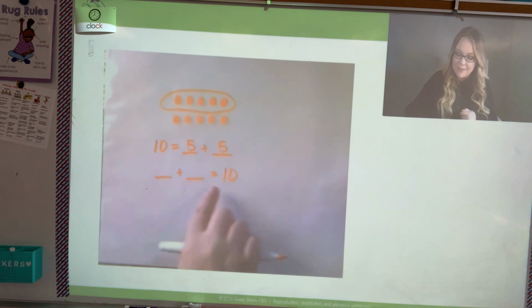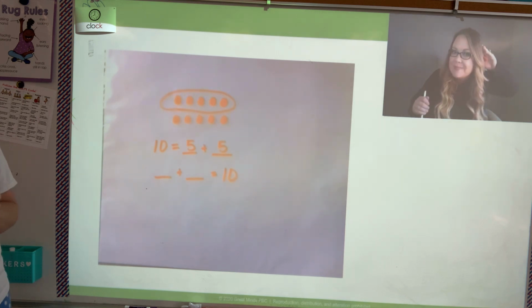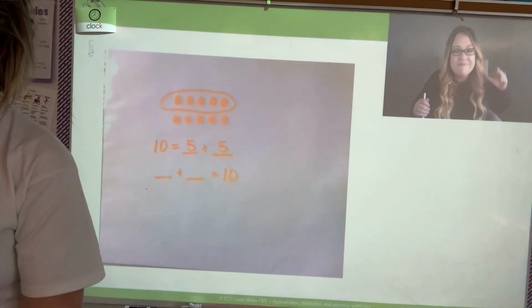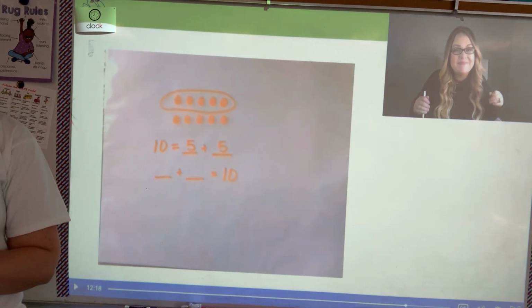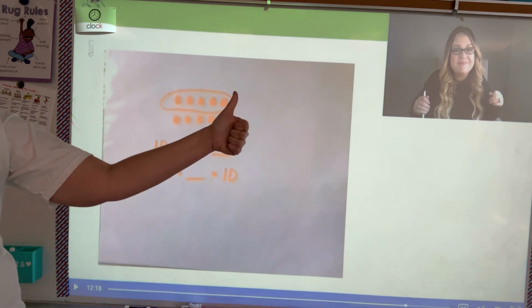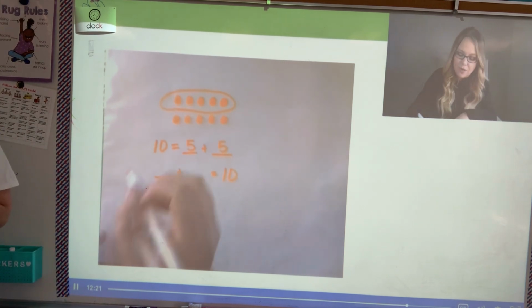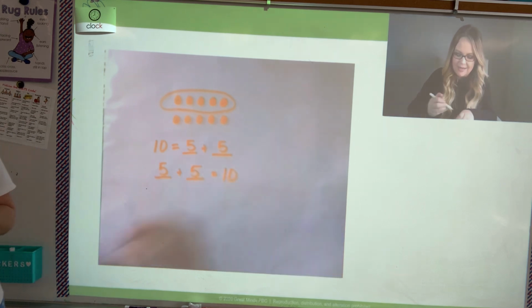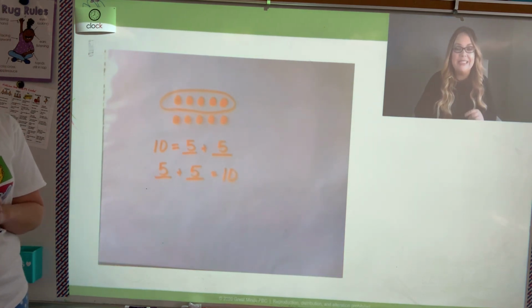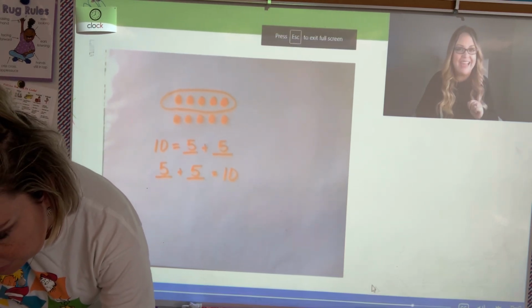But in this bottom number sentence, what numbers should I write in each of the blanks? What do you think? What do we put there? Do we put the same thing? Thumbs up if we put the same, thumbs down if we don't. I see a lot of thumbs up. Let's see. 5 and 5 again, because we're also filling in our parts. Go ahead and write these number sentences on your piece of paper or whiteboard. Push pause if you need extra time to do that.